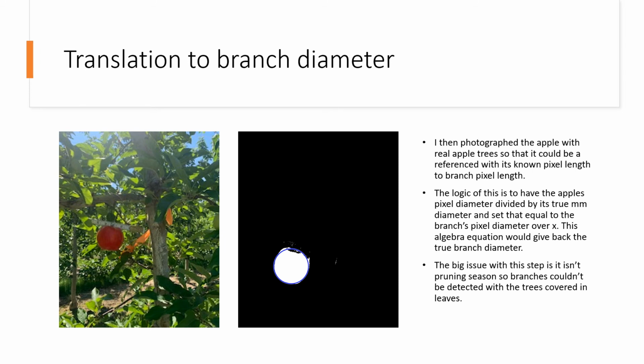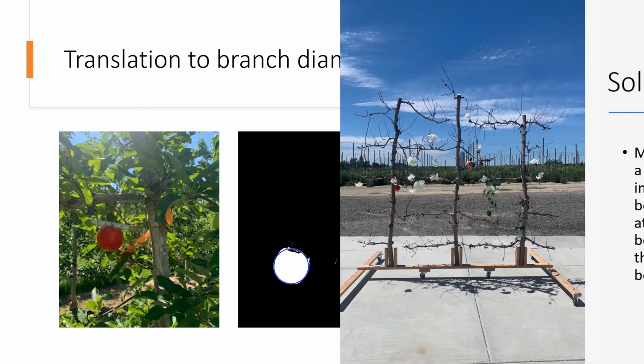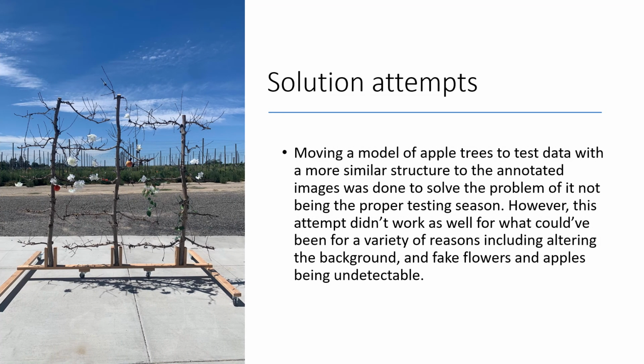The big issue with this step was that it wasn't pruning season, so the Mask R-CNN couldn't detect the trees since they were covered in leaves. To try and solve the issue of it being the wrong testing season for this project, I moved fake apple trees outside to try and have a more similar structure to the annotated images. However, this attempt didn't work for what could have been a variety of reasons, including altering the background, fake flowers and apples being undetectable, and the variety of trees in the distance not being visible.